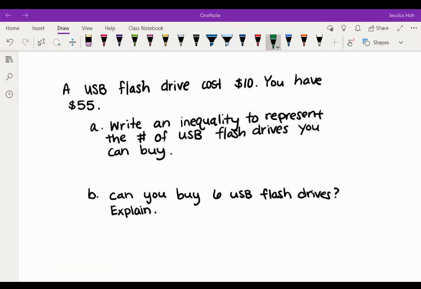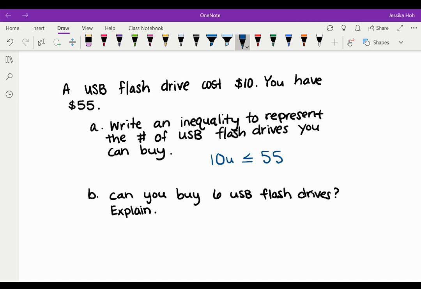Here's a real life problem. A USB flash drive costs $10. You have $55. Write an inequality to represent the number of USB flash drives you can buy. Right now I have $10, and that's the price for just one flash drive. I don't know how many flash drives I want to buy, so I'm going to represent it with a variable and use multiplication. So 10 times the number of flash drives I can buy has to be less than or equal to 55 in order for me to purchase.